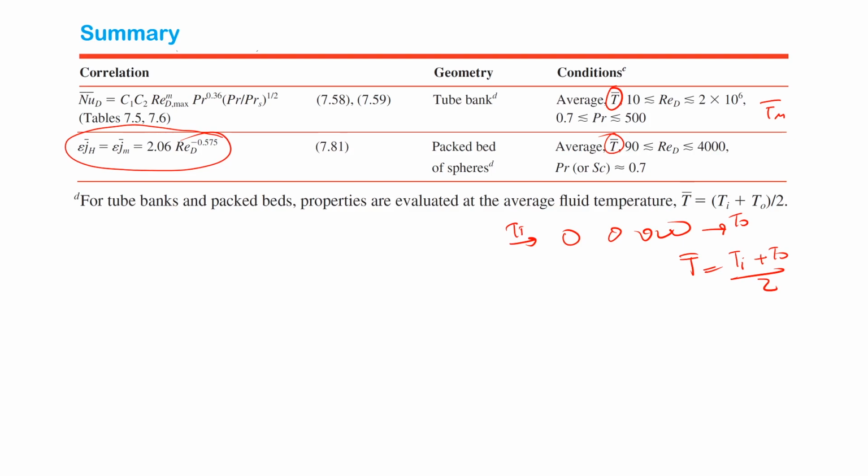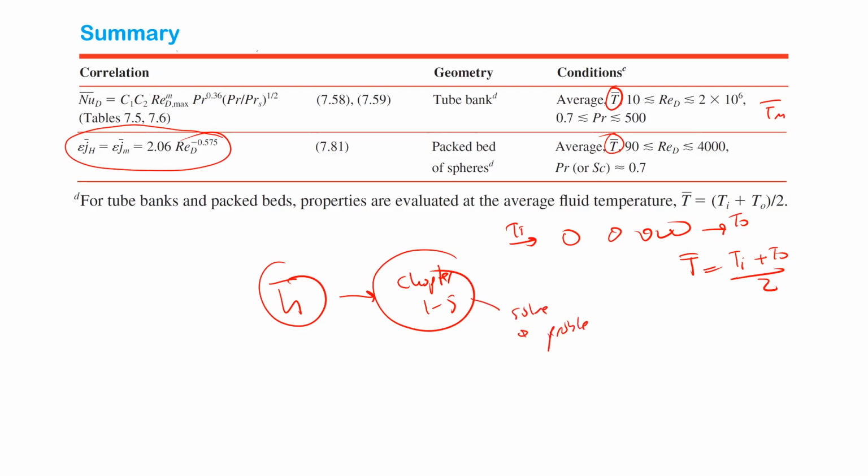Ultimately, this chapter is going to allow you to find H bar. Afterwards, you'll be using your knowledge in chapter 1 through 5, and then solve a problem. Okay, so you'll find H bar. From H bar, you'll use this information for heat transfer analysis. So you can be using lumped capacitance method, resistance method, fins. There will be a lot of possibilities.